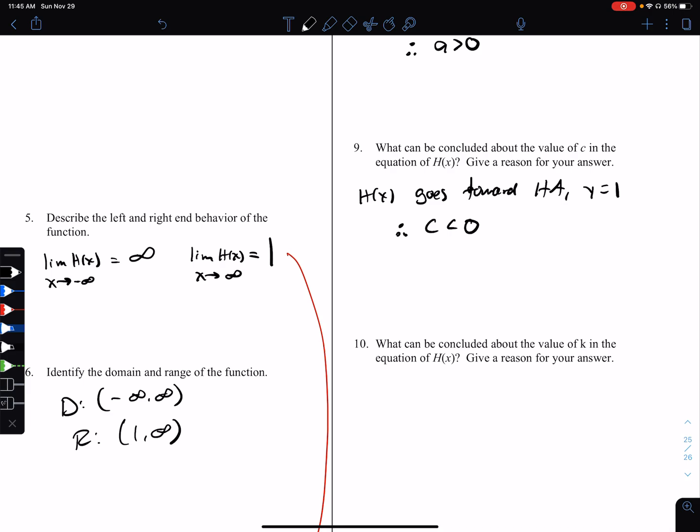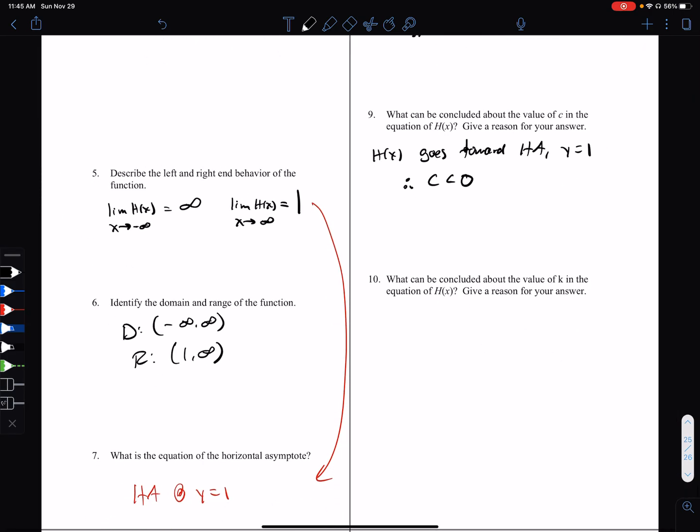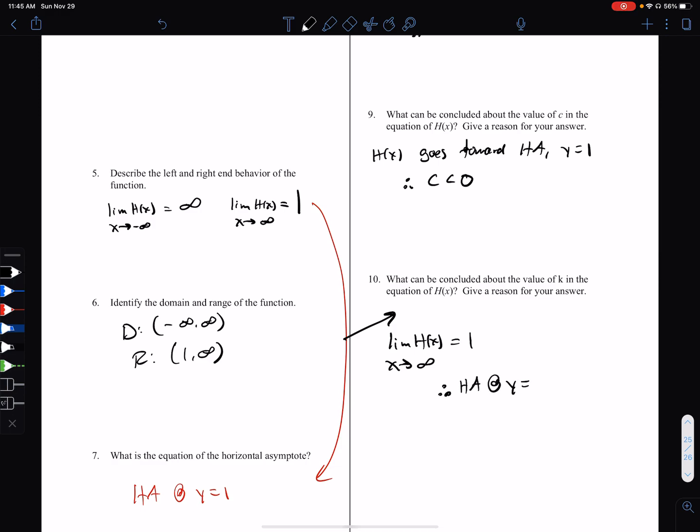What can be concluded about the value of k? Give a reason for your answer. Well, we've already said it a couple different places. So we're supposed to give a reason. So we can say that the limit of h of x as x approaches infinity is 1. So the conclusion we can draw from that is that we have a horizontal asymptote at y equals 1. And the conclusion we can draw from that is that k is in fact 1 as well.